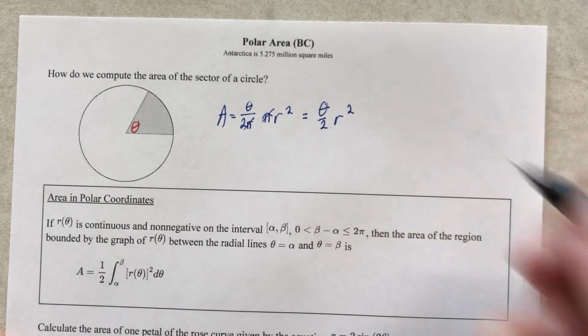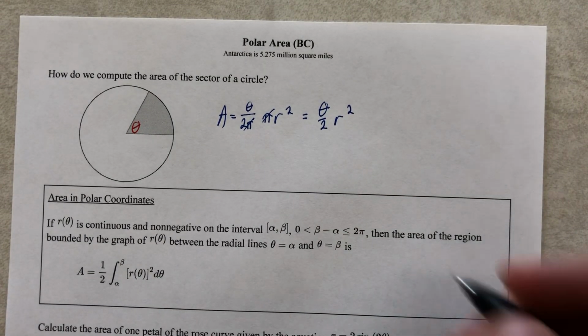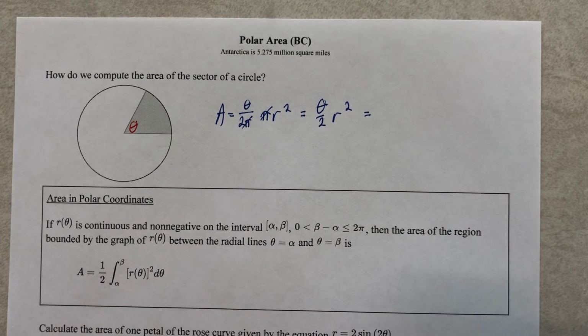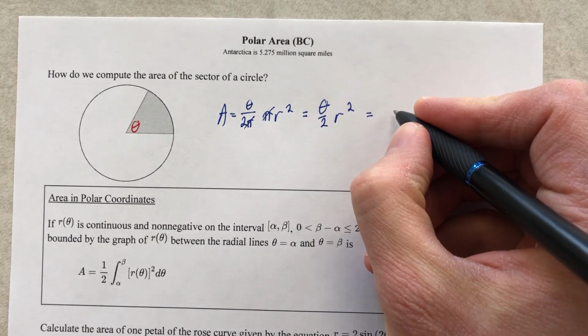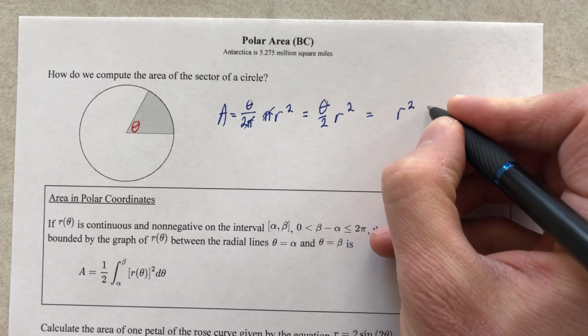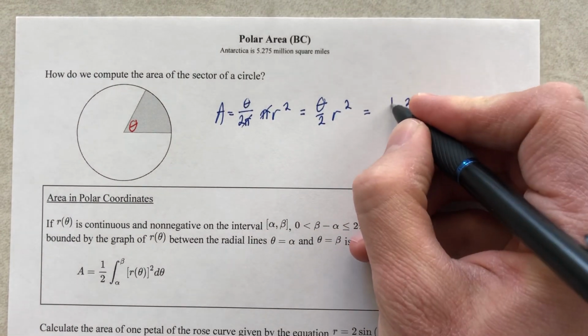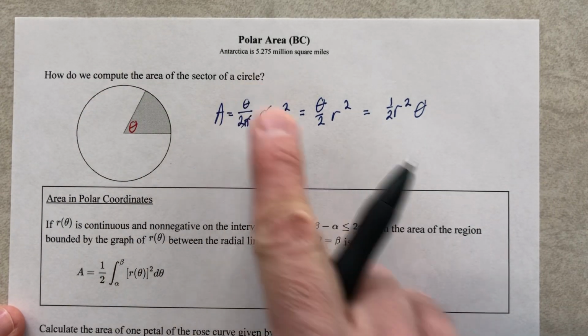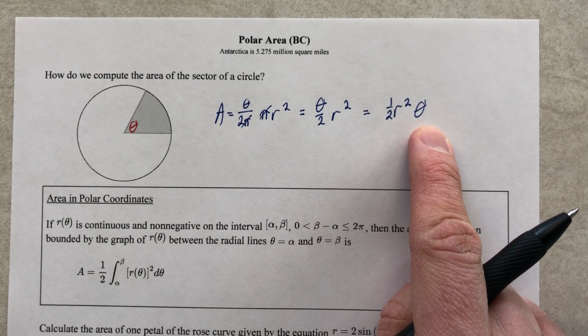times r squared. And we can rearrange this a little bit, and we're going to rearrange it because in just a second, this is going to turn into this. So what I'm going to do is rearrange this to be r squared with a theta over here. You can do that, and you'll have a 1/2. Now, here's the deal. The area of a sector of a circle is this formula if you're in radians, right?